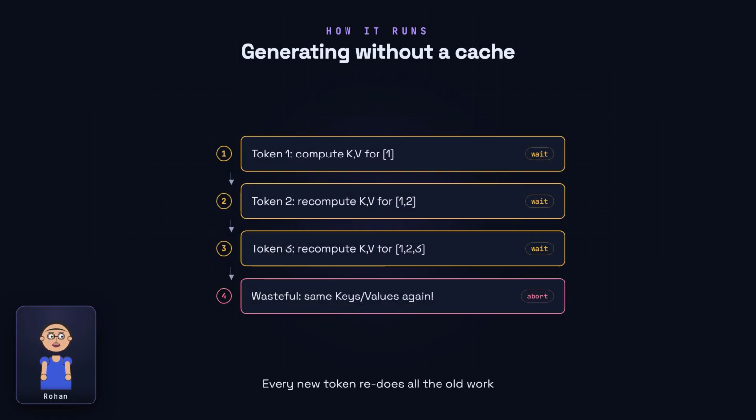Now, the performance problem. The model generates one token at a time. To produce the next token, it needs the keys and values of every previous token. The naive approach recomputes all of them from scratch, every single step. But those past keys and values never change. Token 1's key is the same whether the sequence is 3 tokens long or 3000. Recomputing them is pure waste.